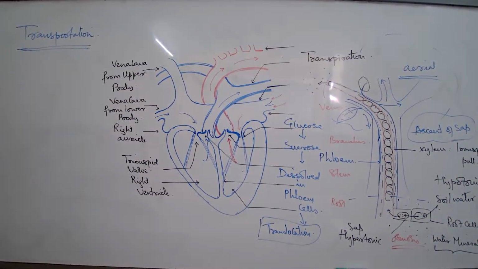This suction force allows water from the root cells to enter the xylem tubes to fill the empty spaces. Full stop.